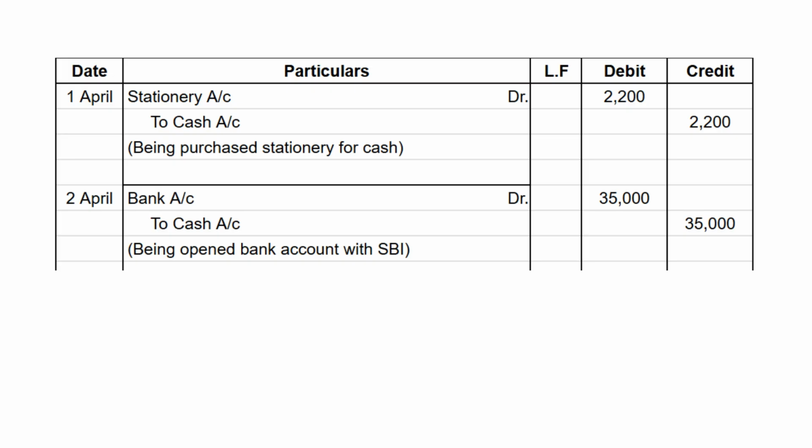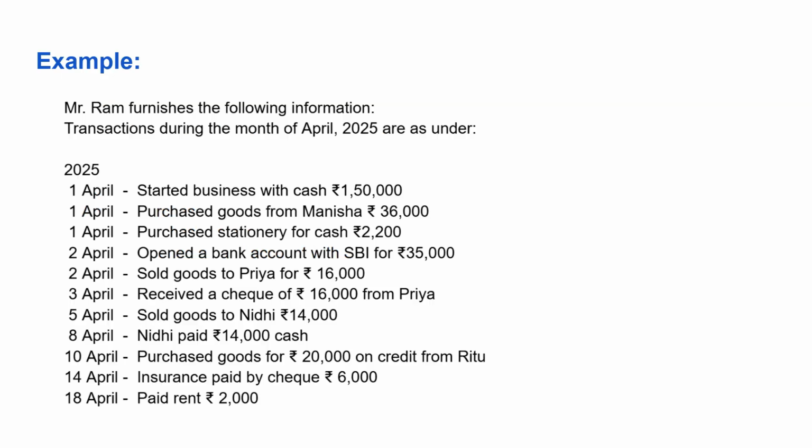2nd April, bank account debit 35,000 rupees on debit side, to cash account on the credit side 35,000 rupees. And the narration is being opened bank account with SBI. Next. 2nd April, sold goods to Priya 16,000 rupees. Here the two accounts affected are Priya's account and sales account. Here it is not mentioned that we have received cash, so it is assumed as credit sales.